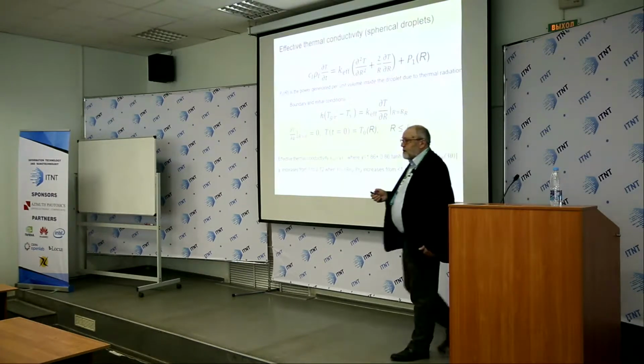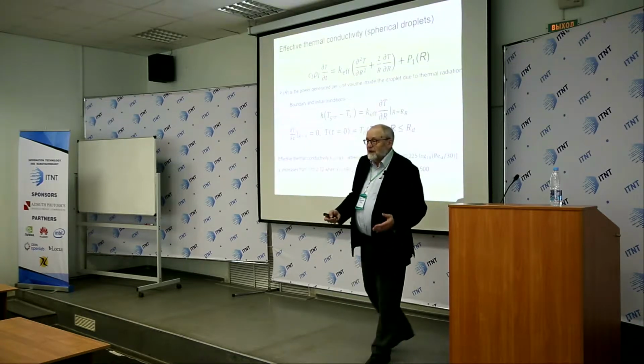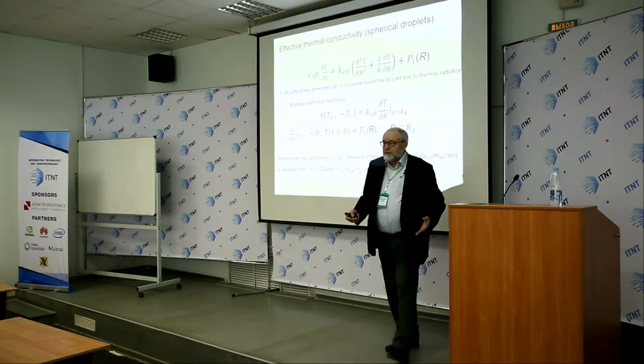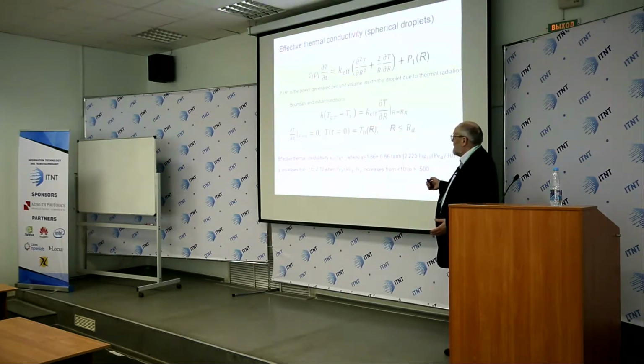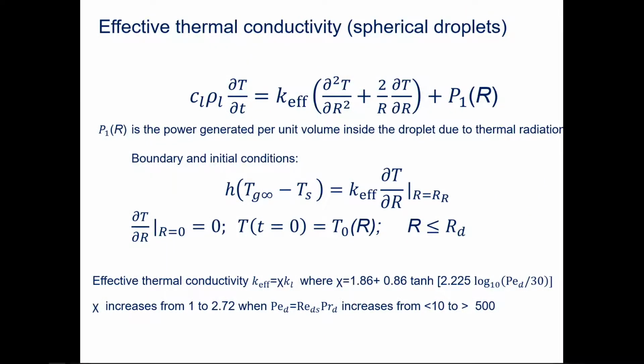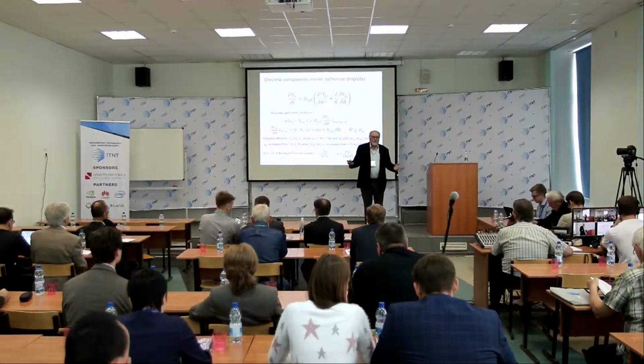We also apply this equation, which assumes spherical symmetry of droplets, not only to stationary droplets, but also to moving droplets. This is done by introducing the so-called effective thermal conductivity. This effective thermal conductivity is linked with the liquid thermal conductivity by this simple formula. I am not going to go any further here because that is something that I discussed many times in previous presentations.